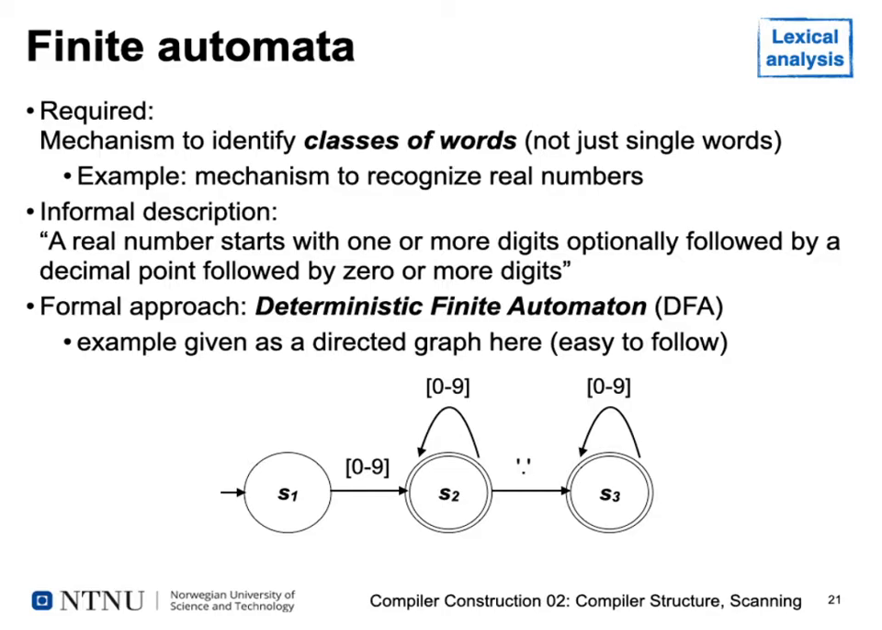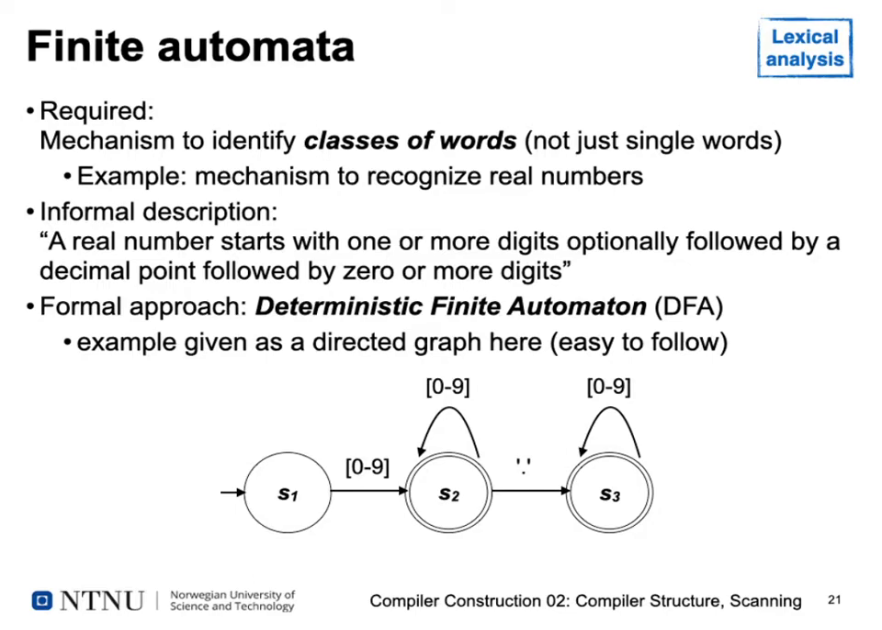A real number starts with one or more digits, optionally followed by a decimal point, followed by 0 or more digits. We're simplifying it a bit here, so we don't indicate negative or positive numbers, so we don't have a plus or minus sign here, for example. The formal approach to do this is a DFA, or deterministic finite automaton, and the example for a real number is given in a directed graph below.